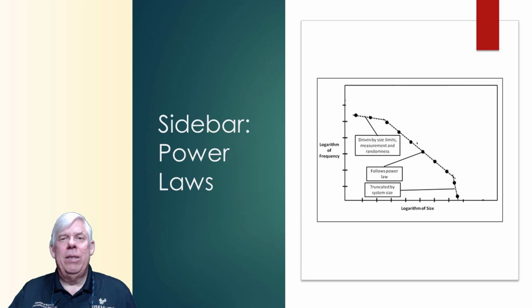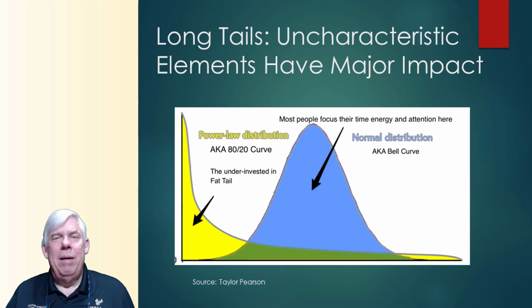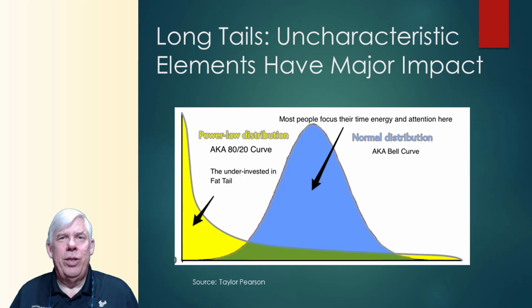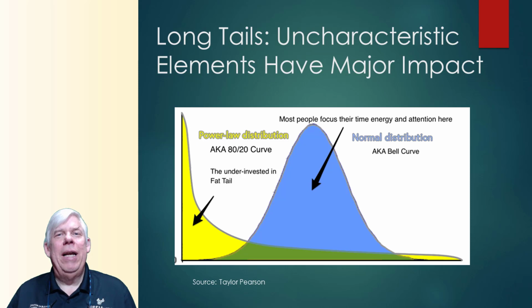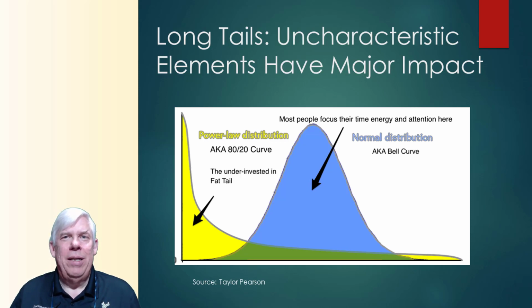A power law is essentially a relationship which appears as a straight line on a log-log graph. Typically, one axis will be the logarithm of the frequency of the event, and the other will be the logarithm of the size of the event. As I mentioned a few slides ago, when you've got power law relationships, long tails have a significant impact beyond what you would expect. Now, what do I mean by a long tail?